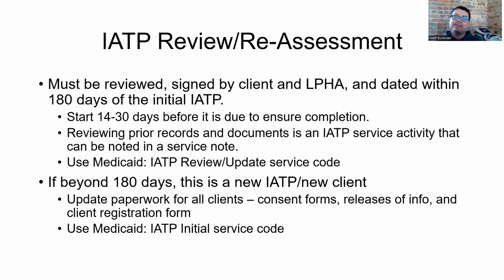So if I get past 6 months, then I need to update my consent forms, my releases of information, my client registration form, and of course, my signature page. And whenever I'm doing my service type, I'm going to name this an initial IATP service type.